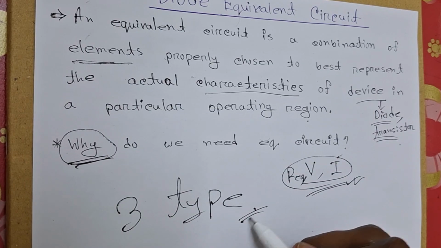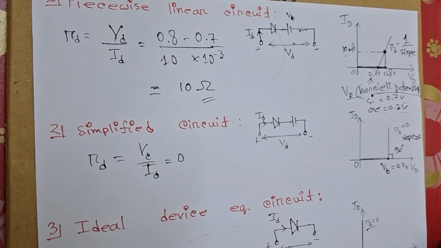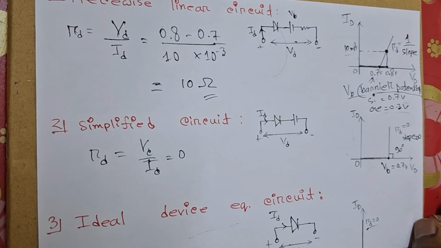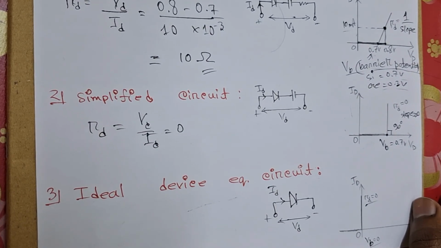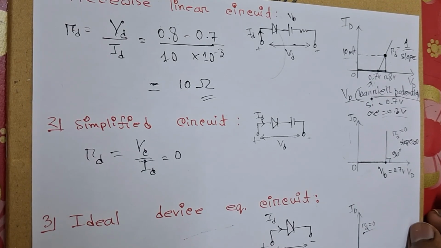So there are three types of diode equivalent circuits. Let's understand. The first one is the piecewise linear circuit, the second one is the simplified circuit, and the third one is the ideal device equivalent circuit. So let's talk about them one by one.